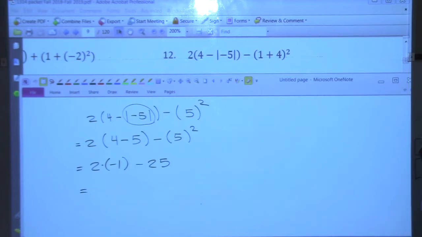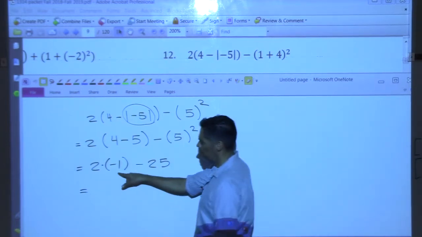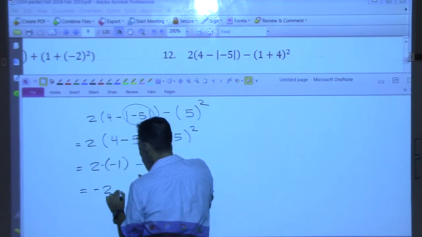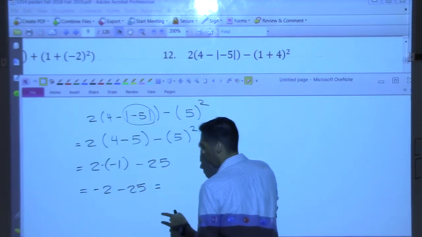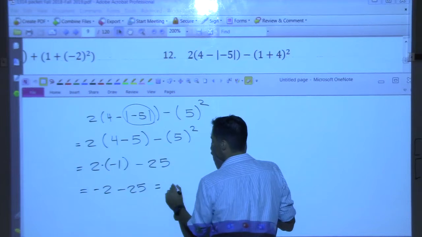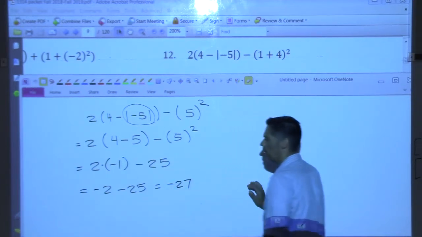So what are we doing here? I'll multiply the 2 and the -1. Which gives you -2, and then we still have minus 25. So what is that? Would be 27, -27. There we go.